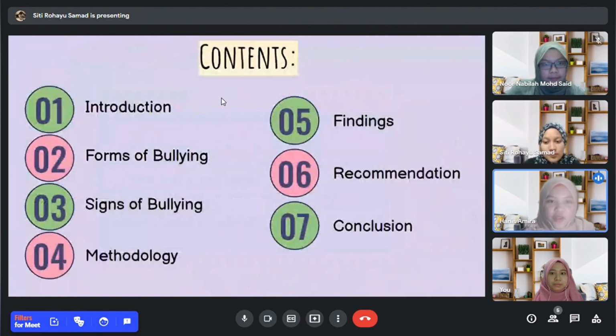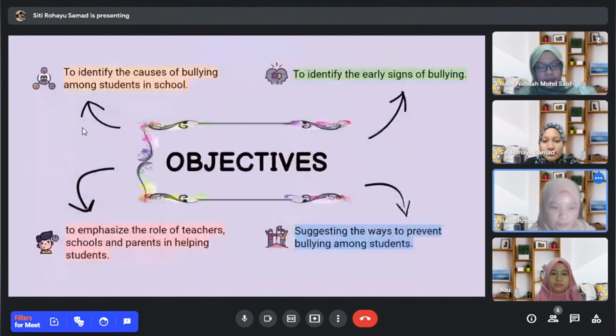Okay, so these are the contents of the research. The first one is introduction and forms of bullying, signs of bullying, methodology, findings, recommendation, and lastly, we come out with the conclusion.